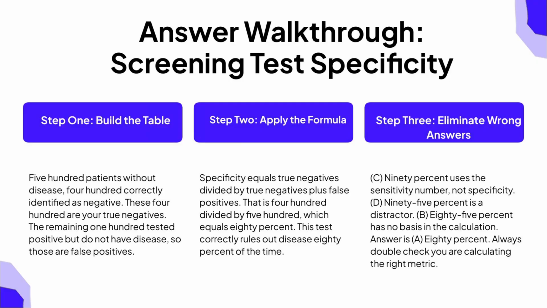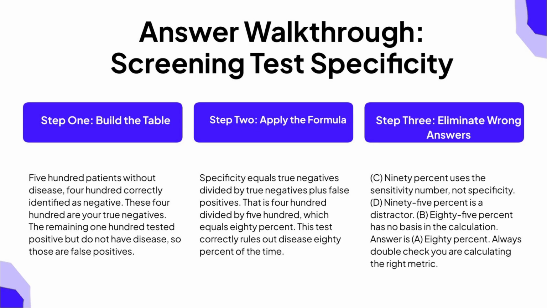Let us break this down step by step. Step 1. Build the 2x2 table. The 500 patients without the disease are your total negatives. 400 of them were correctly identified as negative, so those are your true negatives. The remaining 100 tested positive but do not have disease, making them false positives.